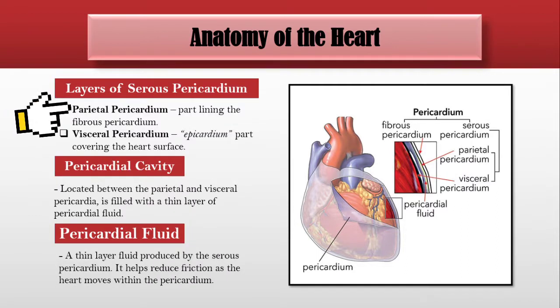The parietal pericardium is the part lining the fibrous pericardium, while the visceral pericardium or epicardium is the part covering the heart surface. While the pericardial cavity is located between the parietal and the visceral pericardia, in which it is filled with a thin layer of pericardial fluid, na kung saan ang ating pericardial fluid ay pinuproduce ng serous pericardium, wherein it can help to reduce friction as the heart moves within the pericardium.